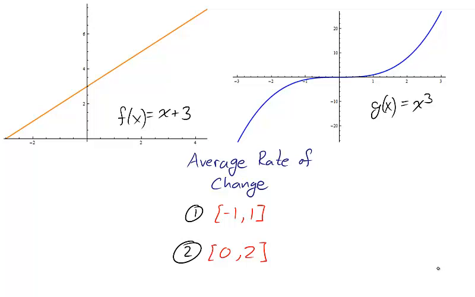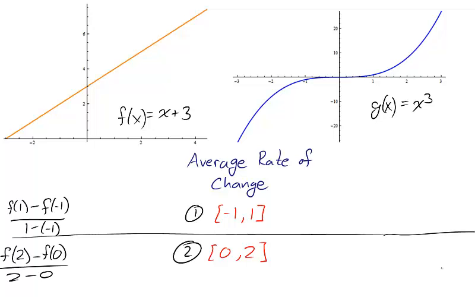Let's start with f, the line. Using our equation for average rate of change, and replacing in the first case b with 1 and a with -1, and in the second case b with 2 and a with 0, we calculate an average rate of change of 1 in both instances. This should make sense as slope is a rate of change, and what characterizes a line is constant slope.